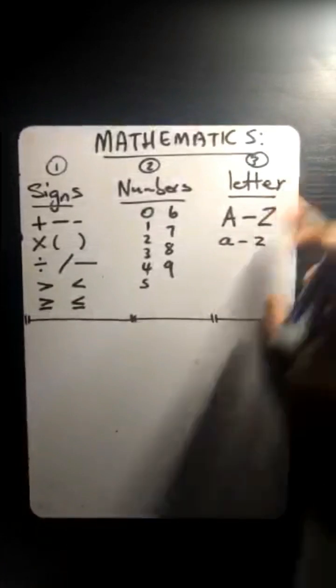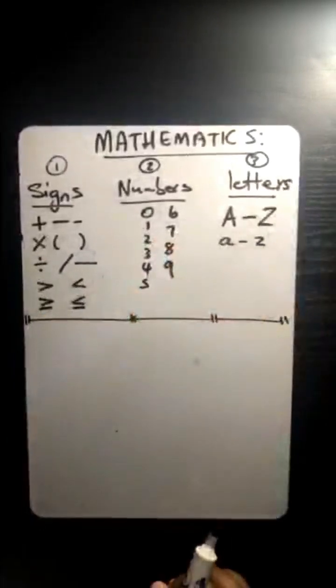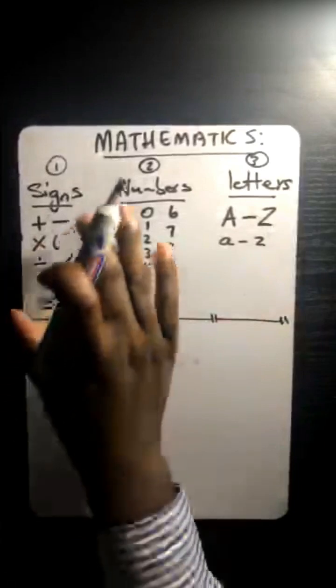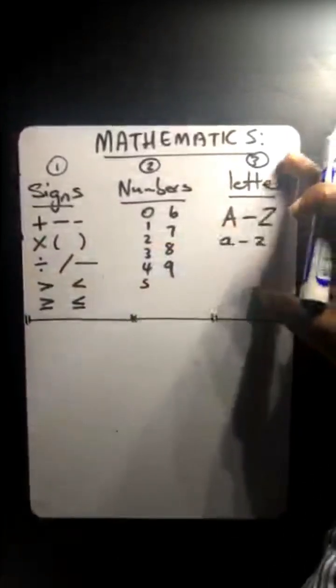You just needed to know that we've got the signs, the numbers, and the letters, and these three things are combined together to form a maths problem. There are more signs that I haven't added, but these are the most important signs. I'm not sure, Sidwell, if you got my point on that part.